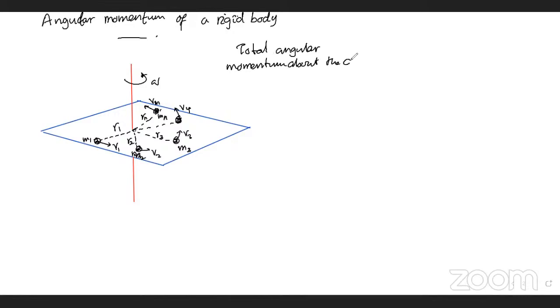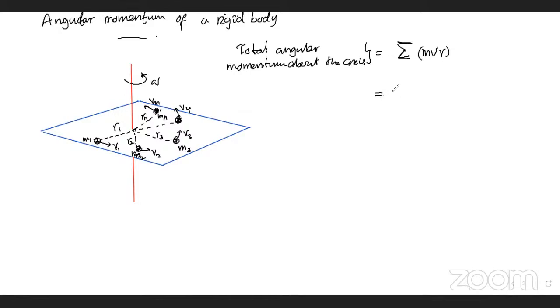about the axis of rotation, right? That is the sum of the angular momentum given by the individual particles. You can write this as sigma MVR. MV is the linear momentum of a single particle, R is the distance. So you can write the sum of the angular momentum of the individual particles.